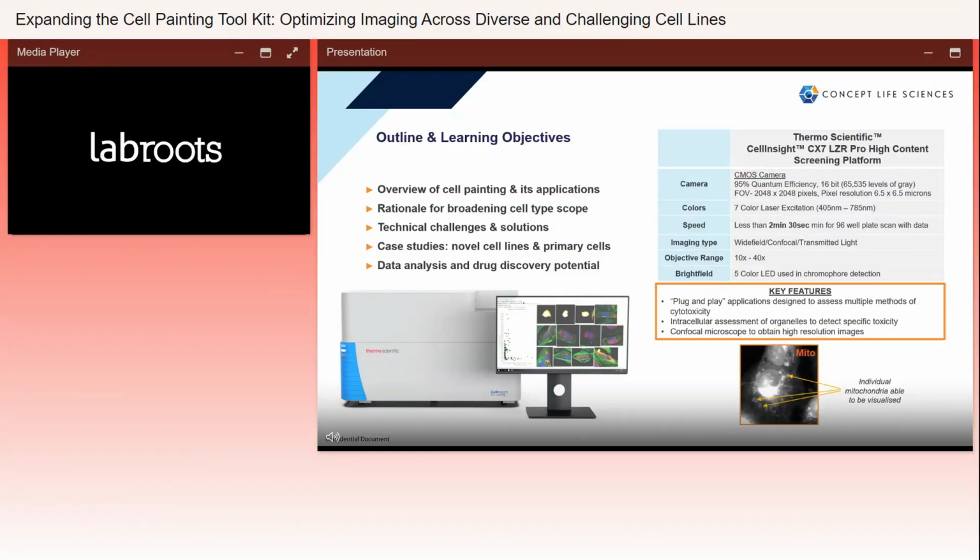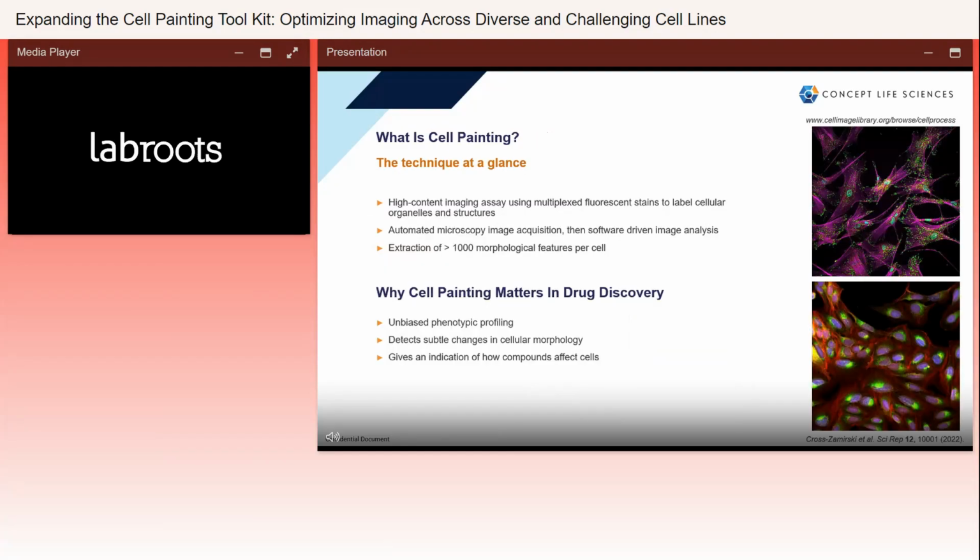All of the work that I'll be showing you has been performed using the Thermo Scientific high-content screening platform that's shown here. It's an incredibly easy tool to use that allows the generation of massive data-rich experiments with excellent image resolution and data quantification. So what is cell painting?